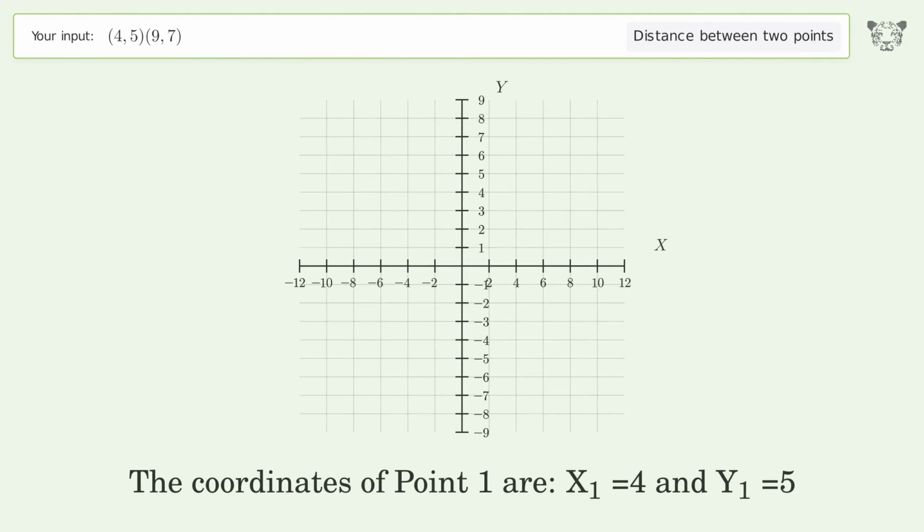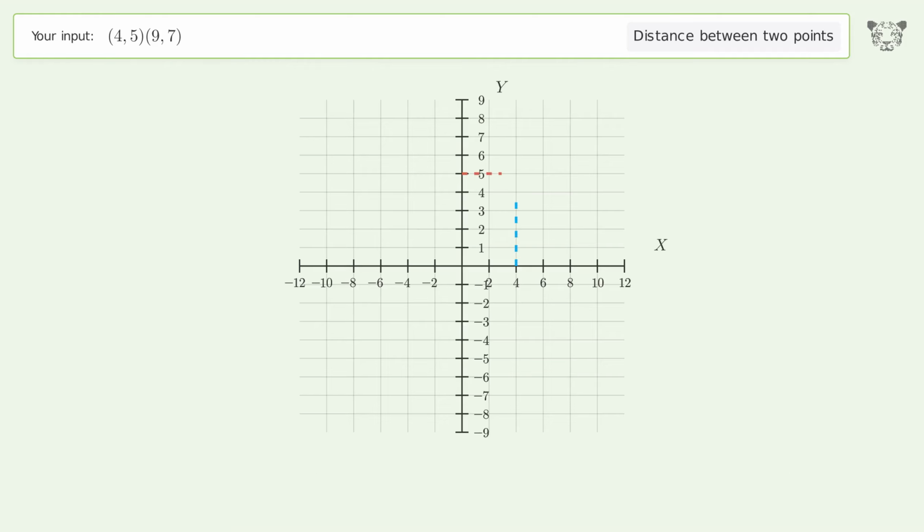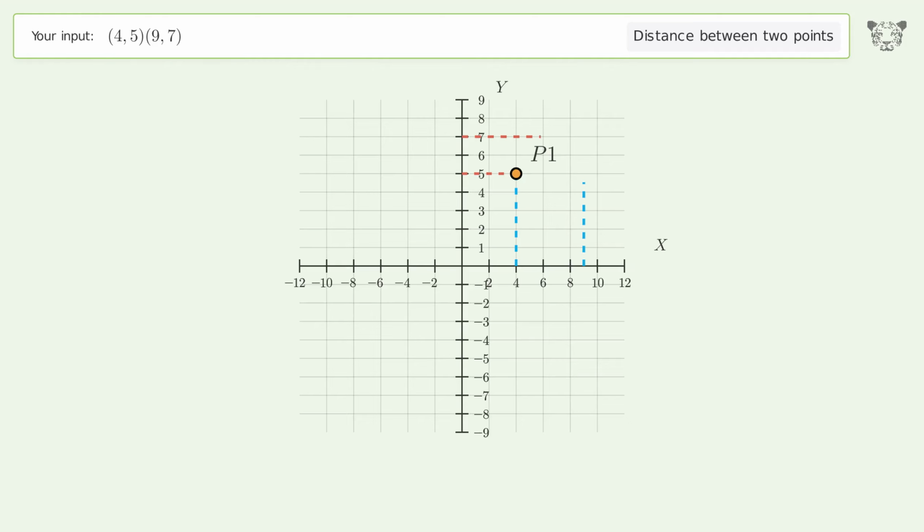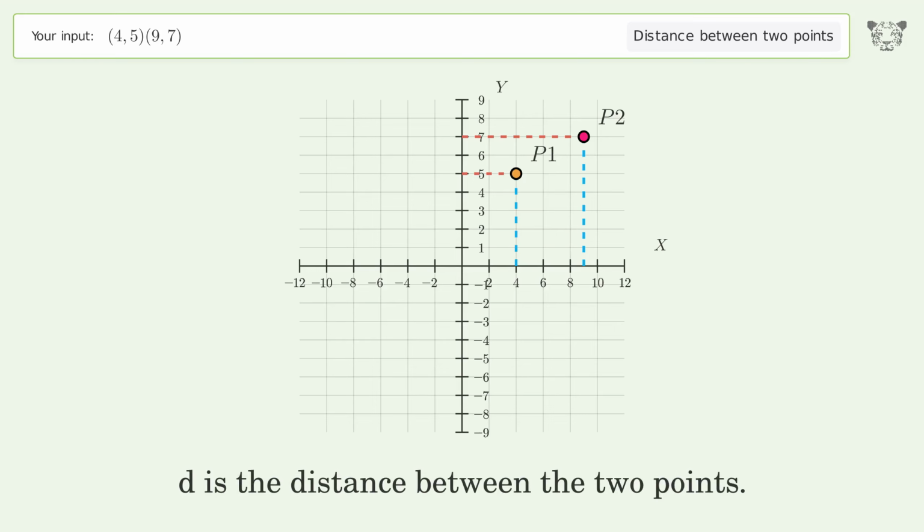The coordinates of point 1 are x1 equals 4 and y1 equals 5. The coordinates of point 2 are x2 equals 9 and y2 equals 7. D is the distance between the 2 points.